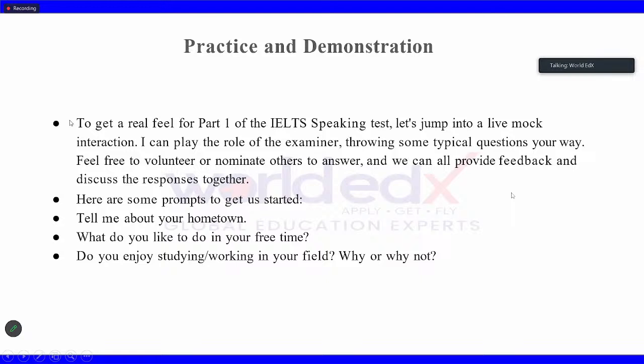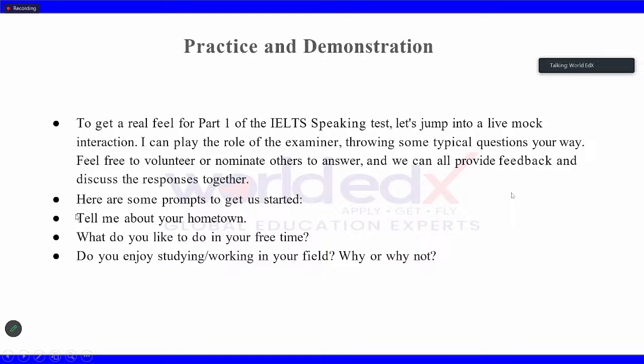To get a feel for part one of the IELTS speaking test, let's jump into a live mock interaction. I can play the role of examiner, throwing some typical questions your way. Feel free to volunteer or nominate others to answer, and we can all provide feedback and discuss the responses together. So here are certain questions that if you would like to answer, I would love to hear.